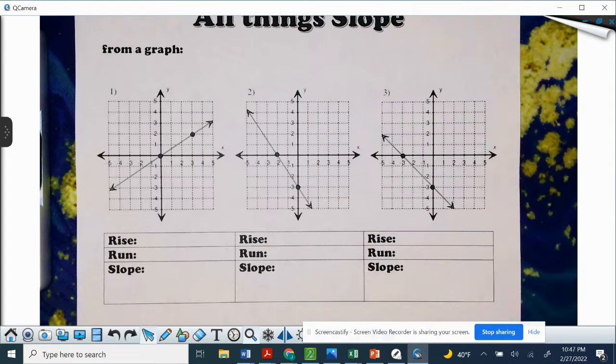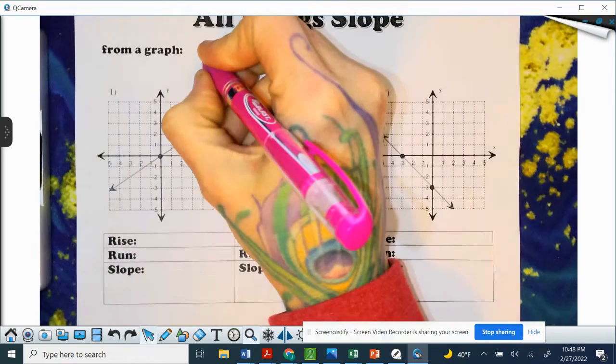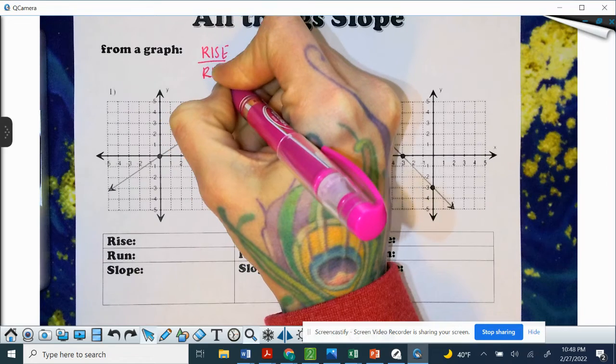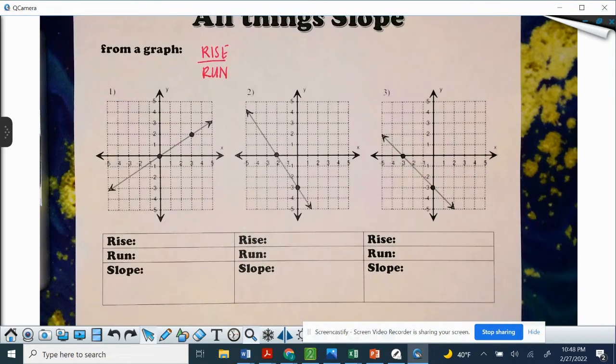Okay, guys, so we're going to start off with a review of slope from a graph, or practice from when you learned it before. We're doing slope from a graph. So slope is always rise over run. That's how you should always write your slope from a graph.